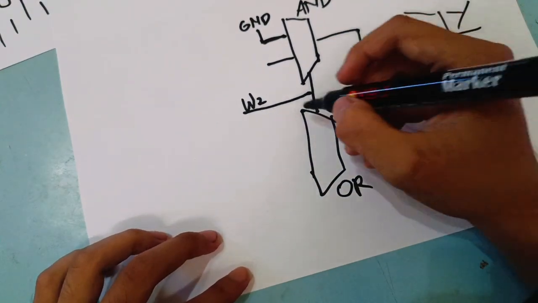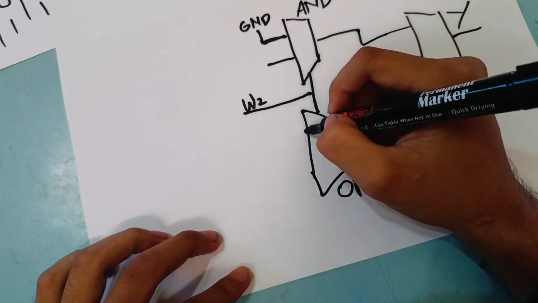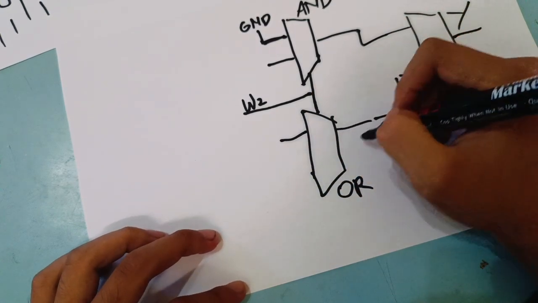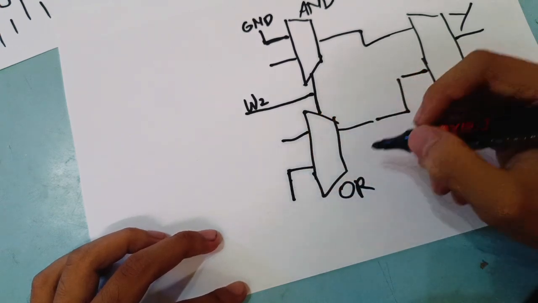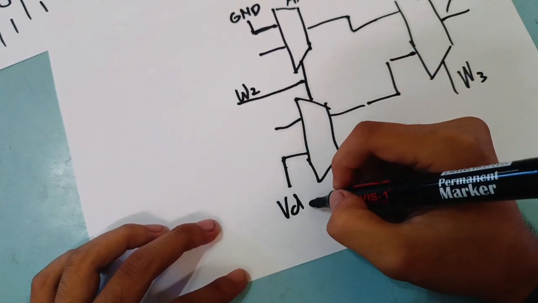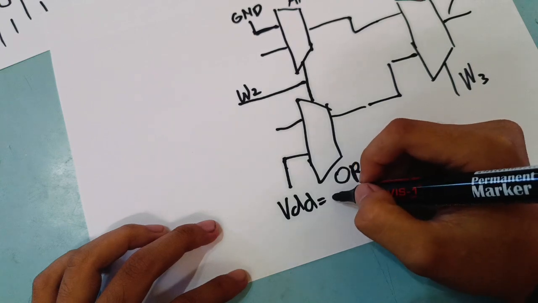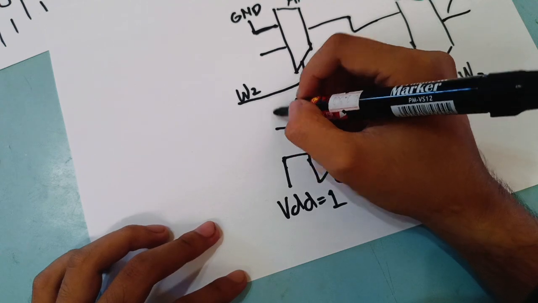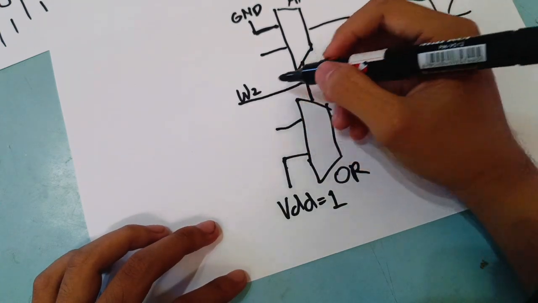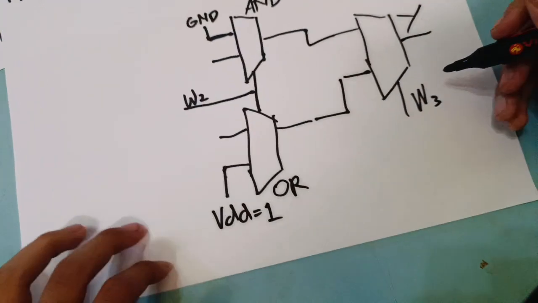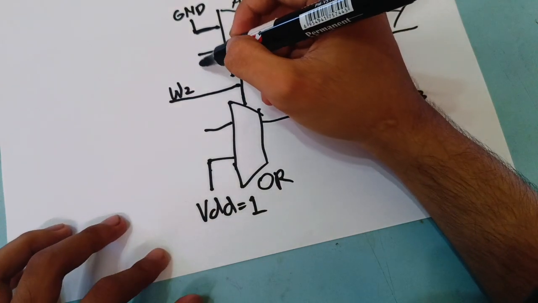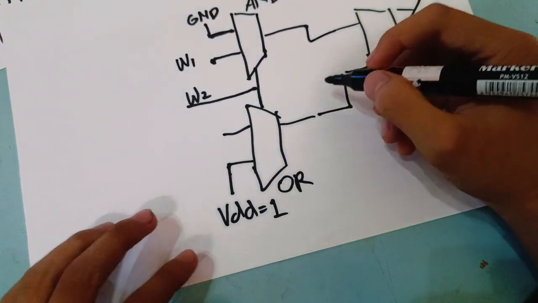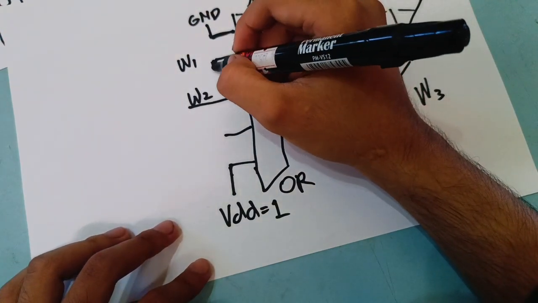And for the OR multiplexer here, we know that if one of the inputs is 1, the output will be 1. So in this input we use VDD, which means it's equal to 1. And then in this input, since we use W2 as the selector and W3 as the last selector, we are going to use W1 here. So it's going to be like this.